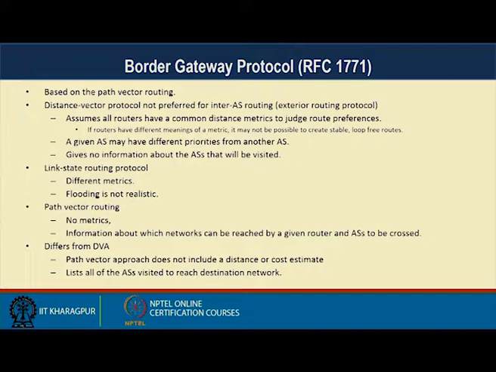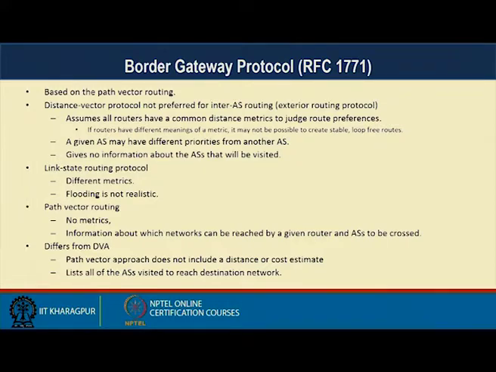If routers have different meanings of a metric, it may not be possible to create a stable loop-free routing. In distance vector, the distance or cost is assumed to be the same everywhere. A given AS may have different priorities from another AS based on the metrics, and the metric gives no information about the AS that will be visited. There is no summarized information about the AS, so it is not preferred.